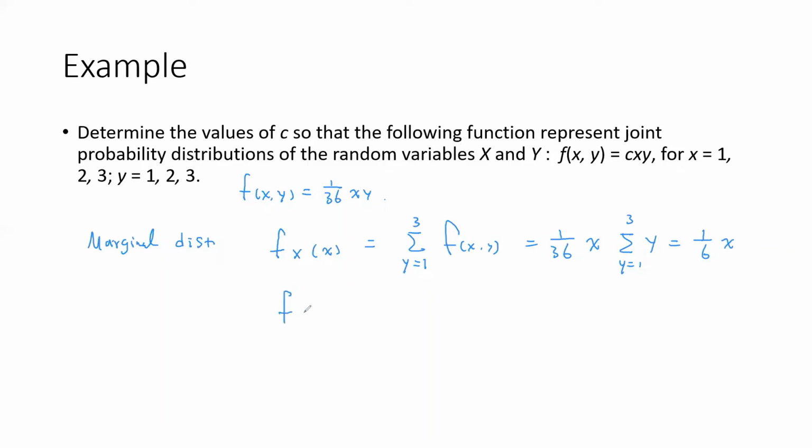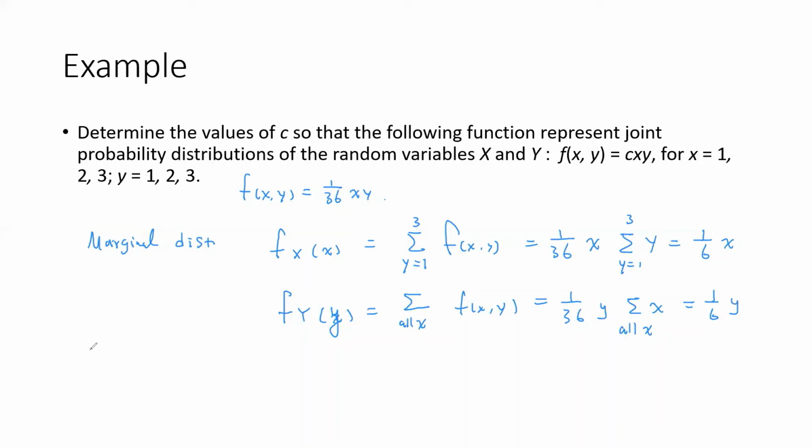And similarly, f_Y of little y, that would be the summation over all x of f(x,y), and you're adding x, so cy, so 1 out of 36 times y times the sum of all x from 1 to 3, which is 6. So you get 1 out of 6 times y, they are the same. So these are the two marginal distributions.